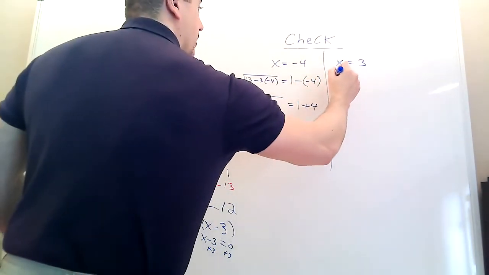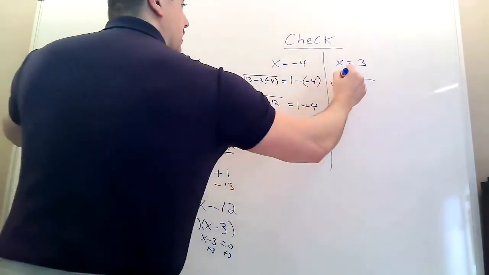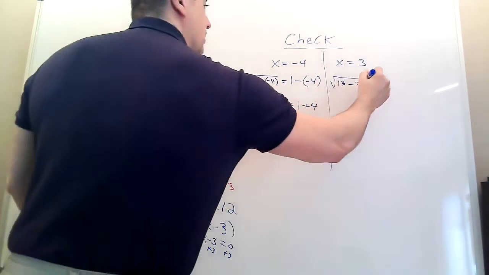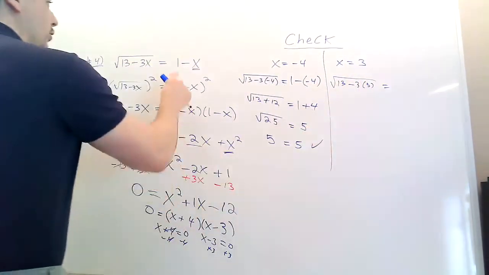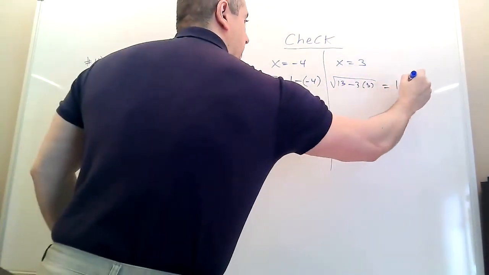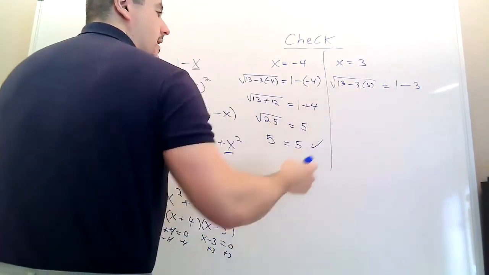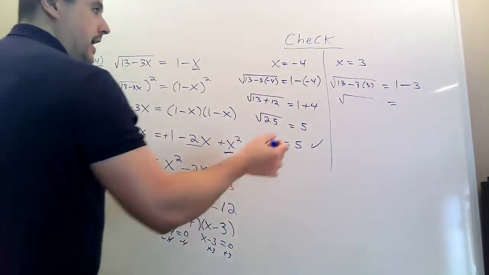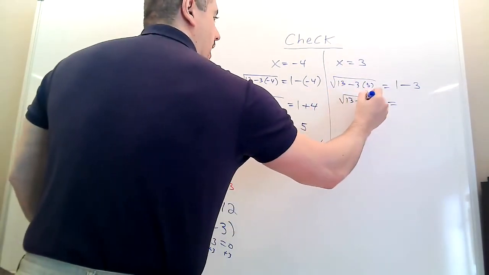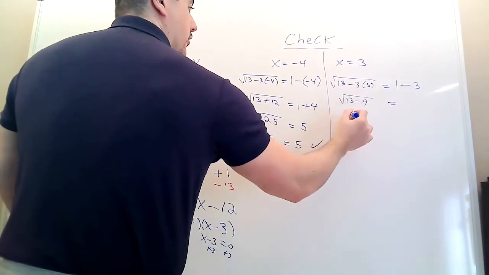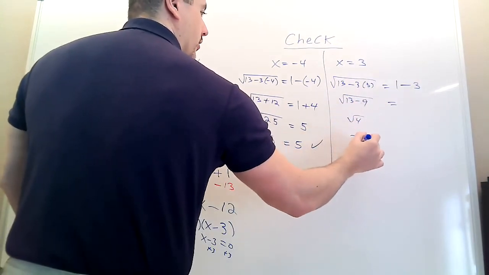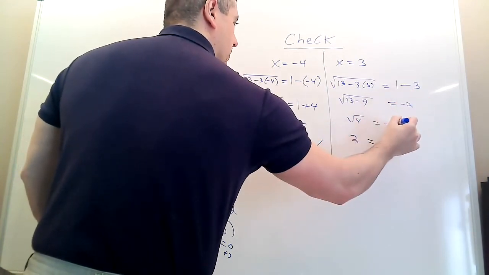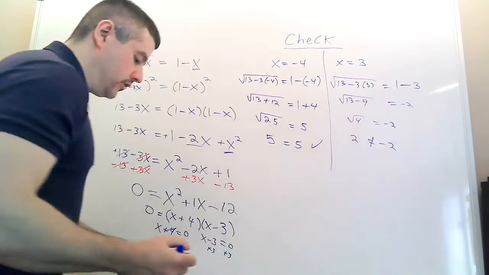Now, when I plug 3 in though, you know, you're going to get something nice on this side. Put 3 with the x's. Now, the other side is 1 take away x. 1 take away, now what's x? 3. This is what kills it. Because the square root is never going to be negative. So you're going to get 13 take away 9 on that side, right? 3 times 3. 13 take away 9 is 4, and square root of 4 is 2. But on this side, 1 take away 3 is negative 2. And this is just false.